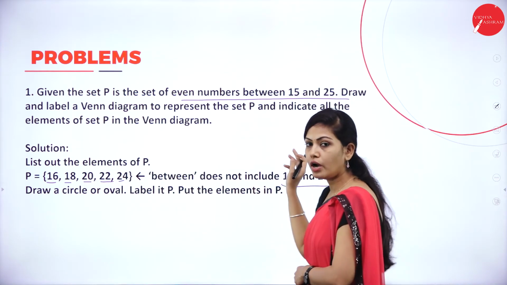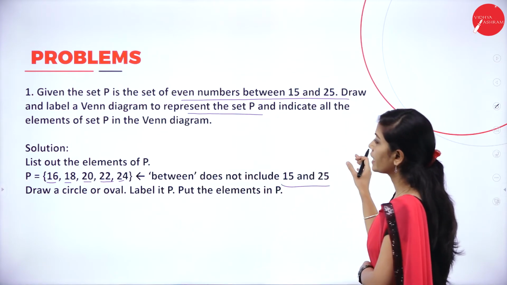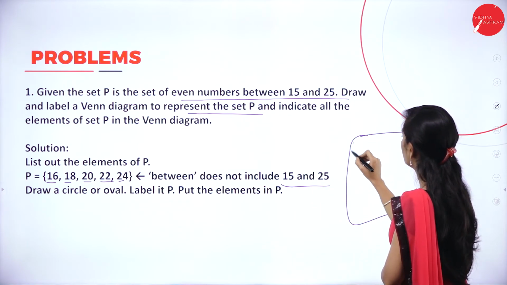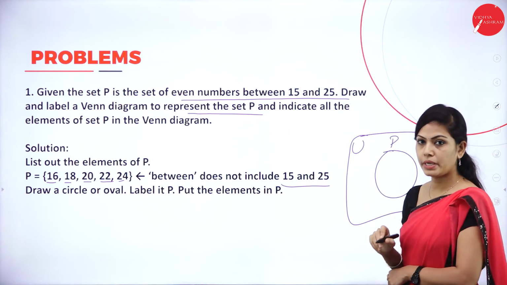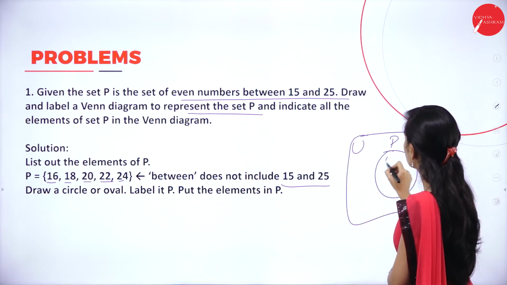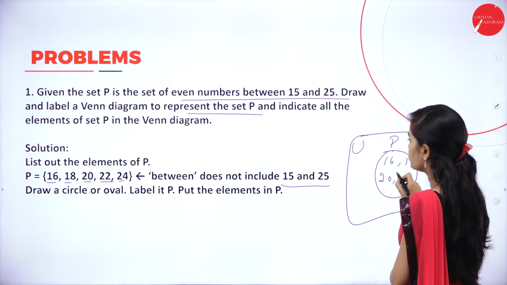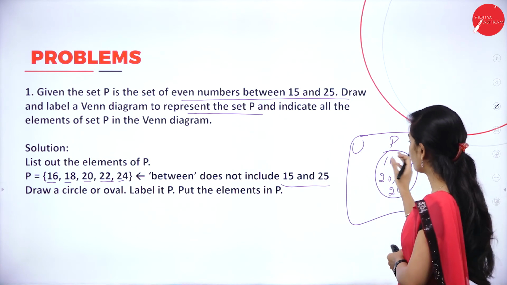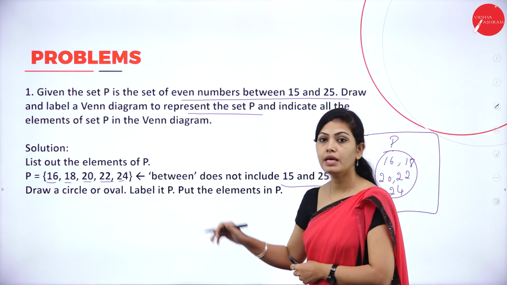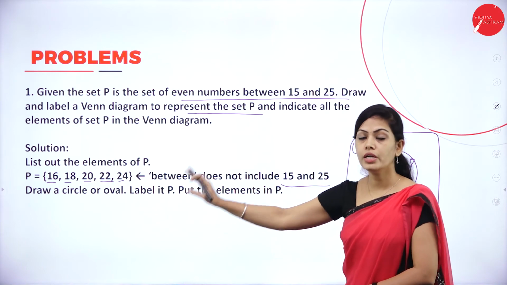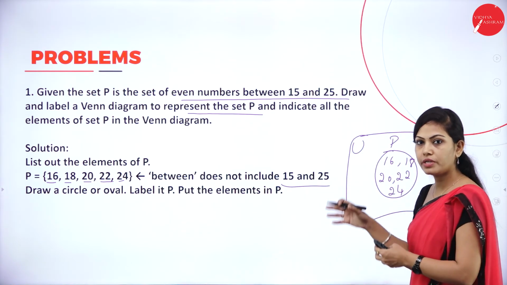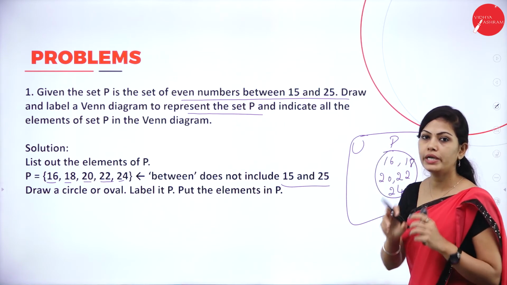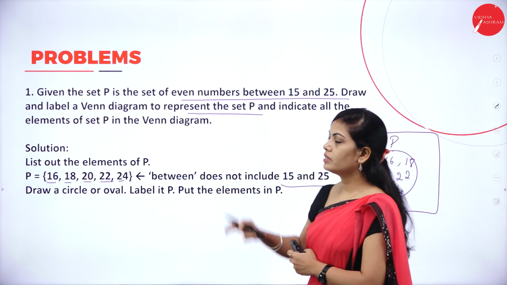Draw and label a Venn diagram to represent the set P and indicate all the elements of set P in the Venn diagram. Here I have only one set. This is the universal set, and I have only one set called P. Here I will represent the set elements 16, 18, 20, 22, 24, and shade only this region. So this is a Venn diagram for set P. In set P, I have only 16, 18, 20, 22 and 24. Here I am not finding any complement, difference of sets, union or intersection. I have mentioned only the set elements of P using the Venn diagram. So this is the Venn diagram for the given set P.